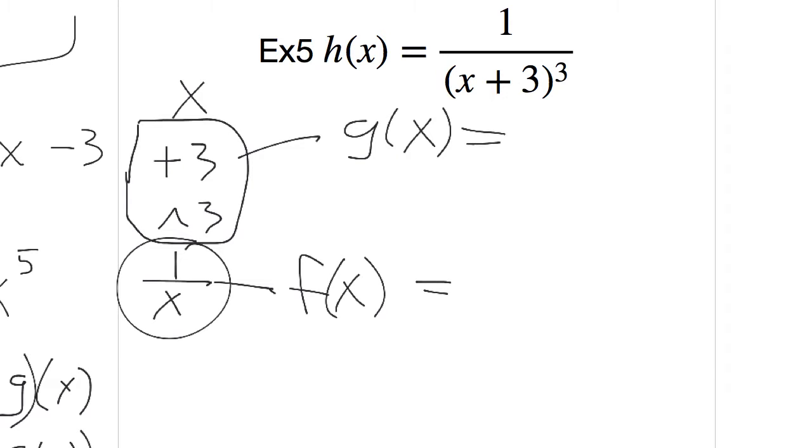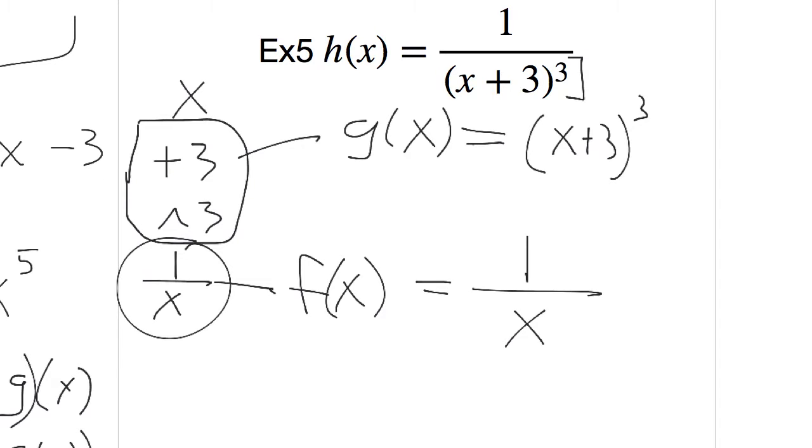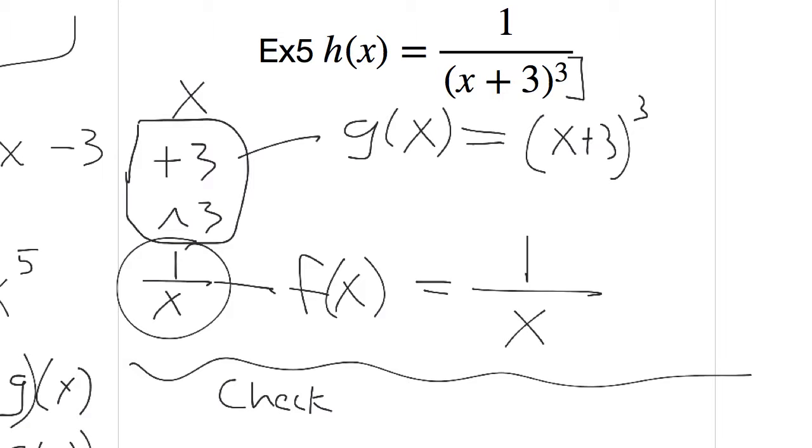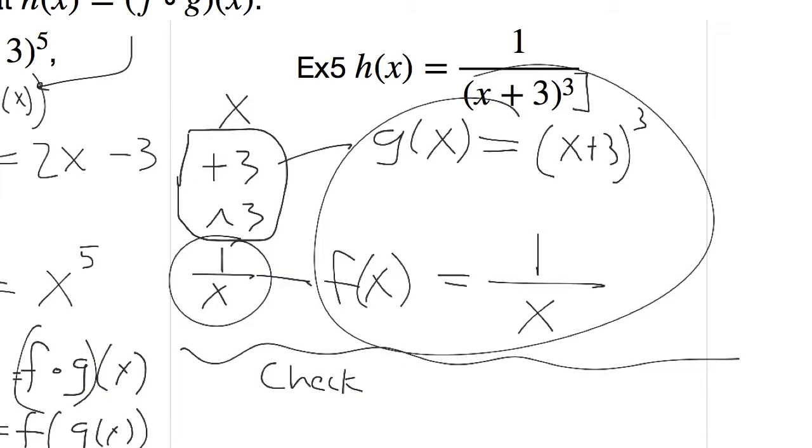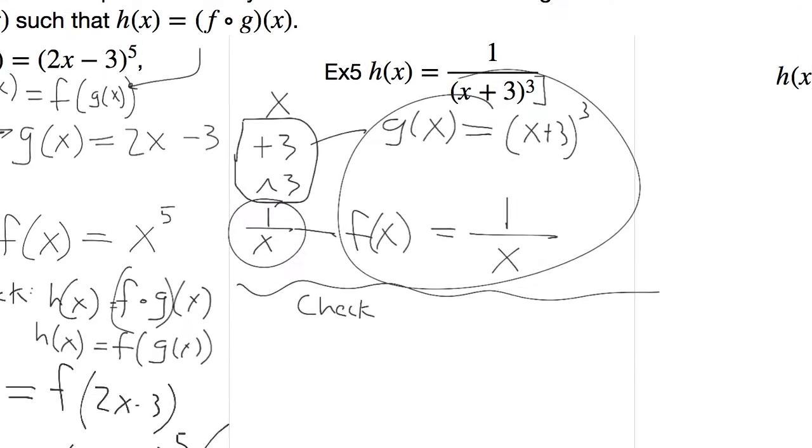So what would it look like to first add 3 and then cube it? Well, it's this part right here in the bottom. It would be x plus 3 to the third power. And then we'll use the reciprocal function here. So this is our answer. Now let's check it. Let's check to make sure that it's true.